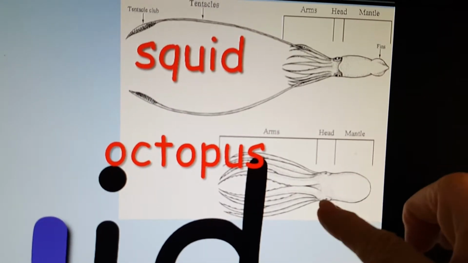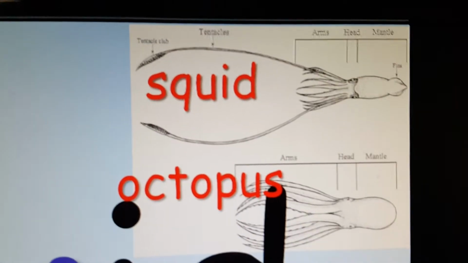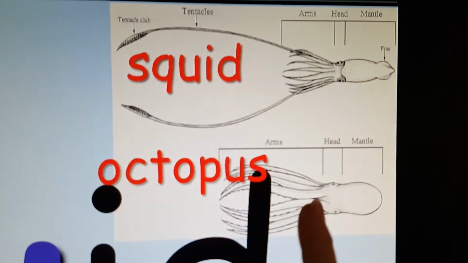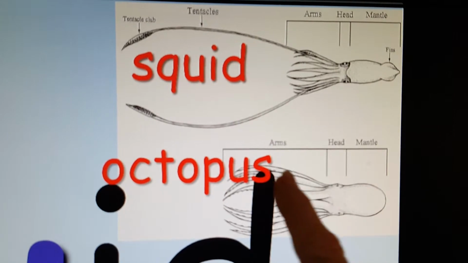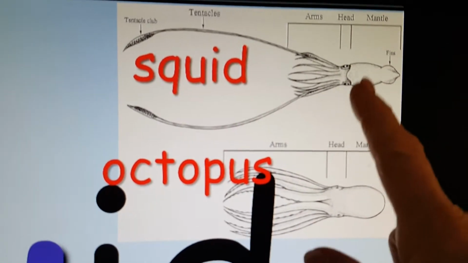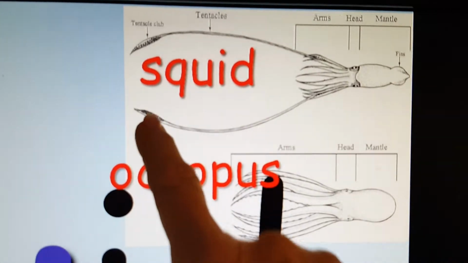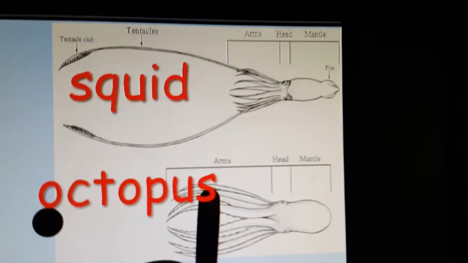Take a look at where their eyes are, right at the bottom. Now, both of them have 8 arms. These are called their arms. I'd call them legs, but they call them arms. So they both have 8 arms. The octopuses are much longer than there. But a squid has these 2 long tentacles. And the squid is going to use those tentacles.